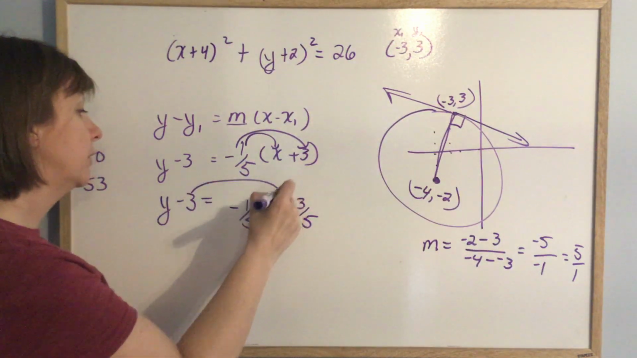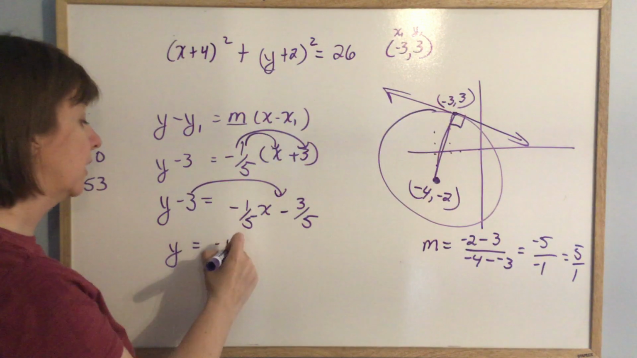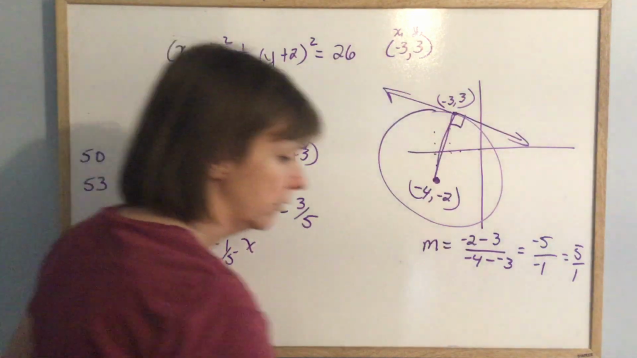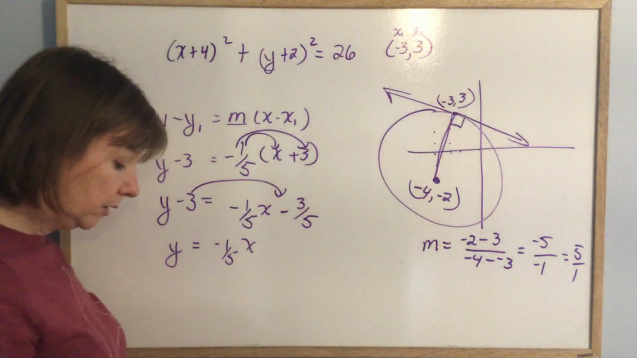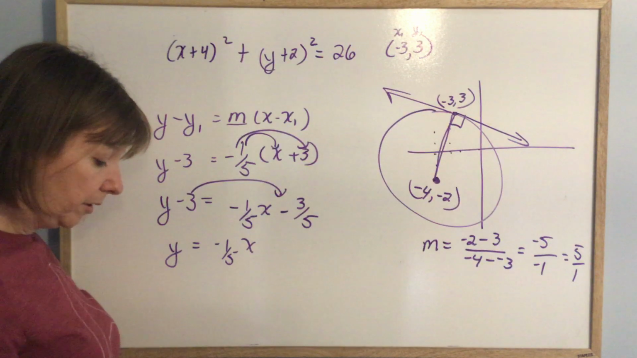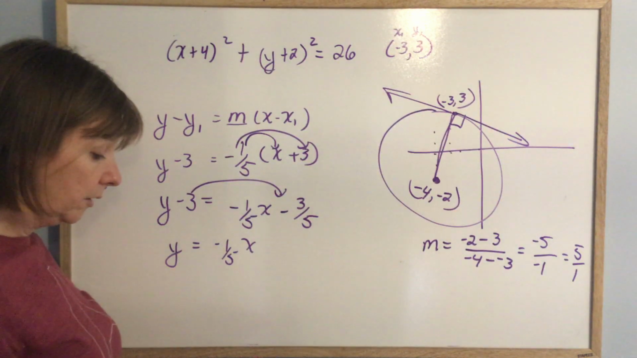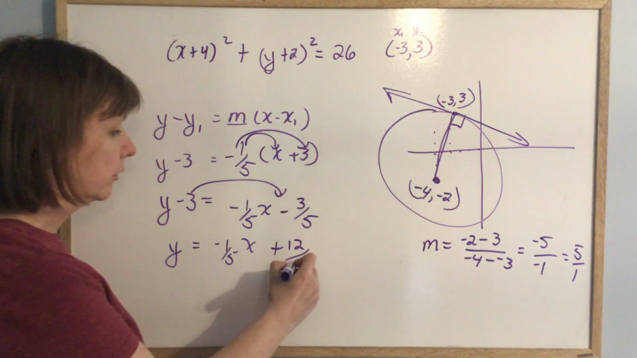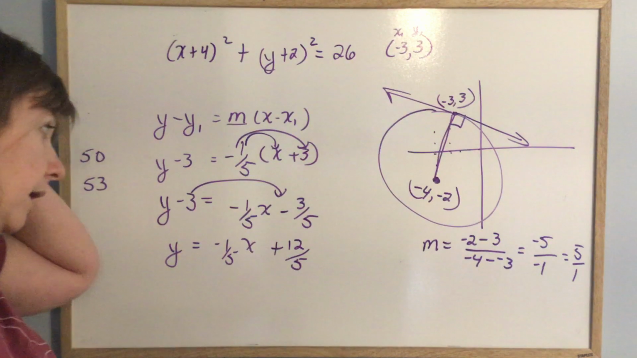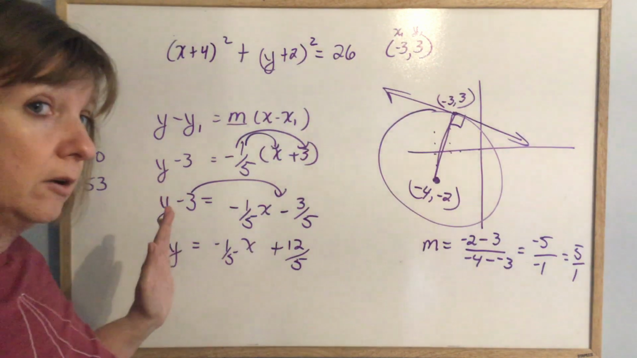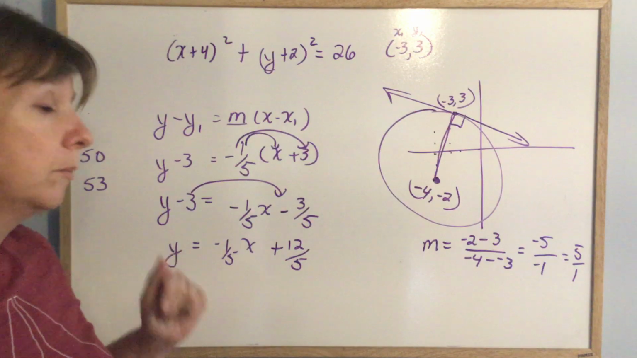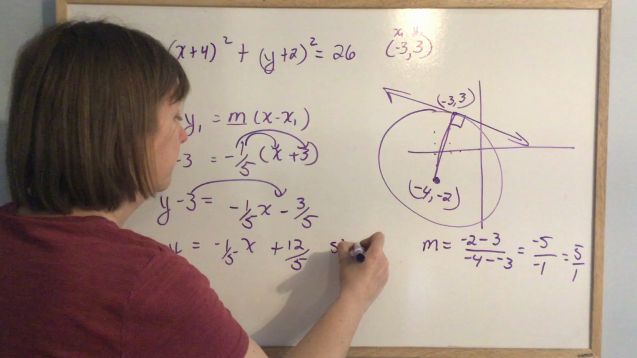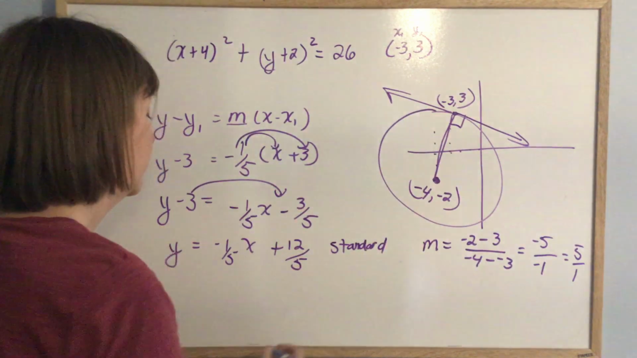Now I have to move this 3 over here, so I'm going to have y is equal to negative 1/5 x and negative 3 over 5 plus 3. So negative 3 over 5 plus 3 is plus 12 over 5. All right? Now, I'm okay if you leave it here, but the back of the book likely puts it into, this is what we call standard form. They likely put it in general form.